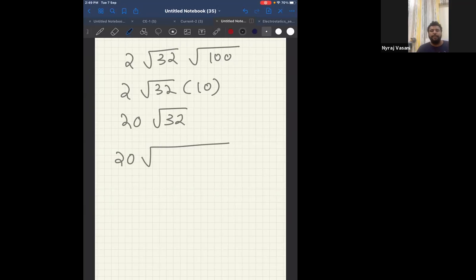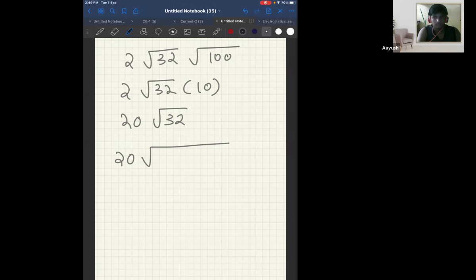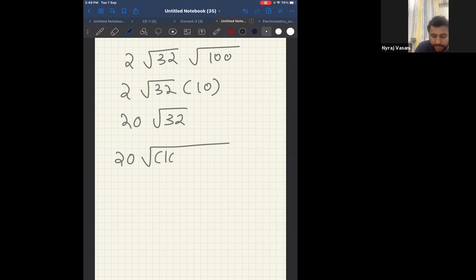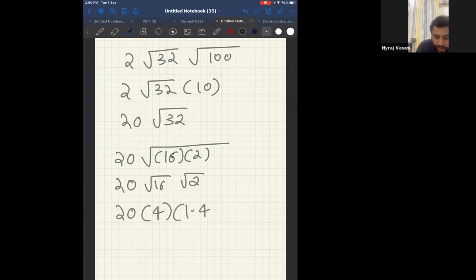Now 20 into root 32. Can I write 32 as some other square or square root? Tell me. 16 into 2. 16 into 2 is 32 or not? Yes. So can I write it as 20 into root 16 into root 2? Now, 20 into root 16, square root of 16 is 4, into root 2. What is root 2? 1.4.